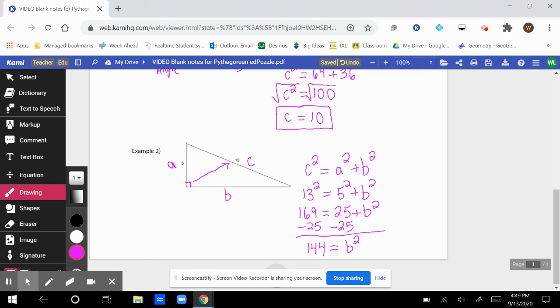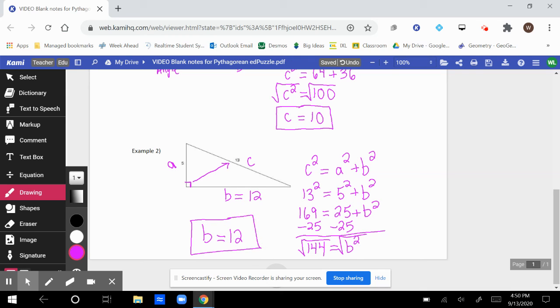And again, guys, we want to know just what is B, not what is B squared. So to undo that squared, or get B squared to turn into just B, we square root both sides, and the square root of 144 would be 12.